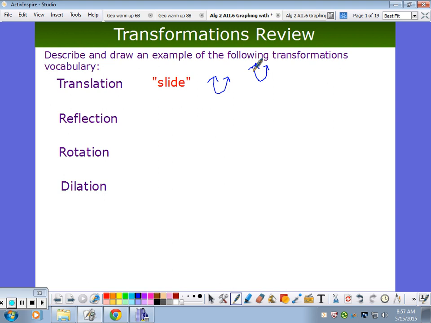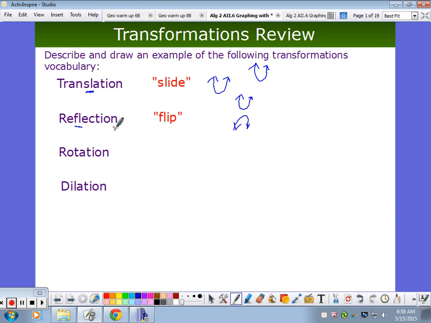What is that baby word for reflection? Flip. Again, remembering the SL for slide and the FL for flip. I don't know, draw your own picture. I'm going to do this. If I have one here, a flip might look like that. So it's a reflection over some line.